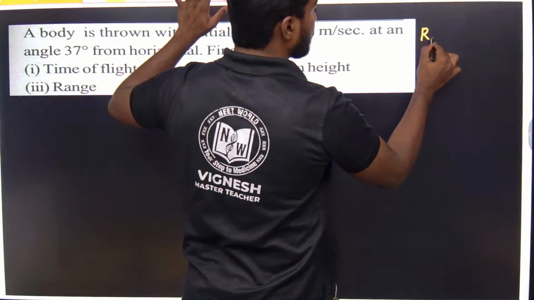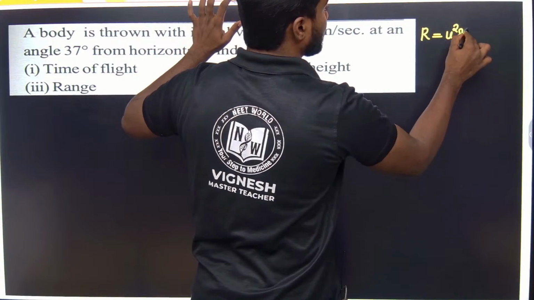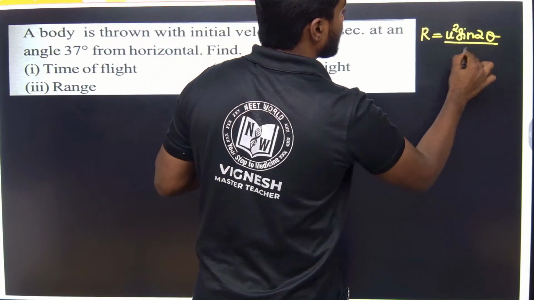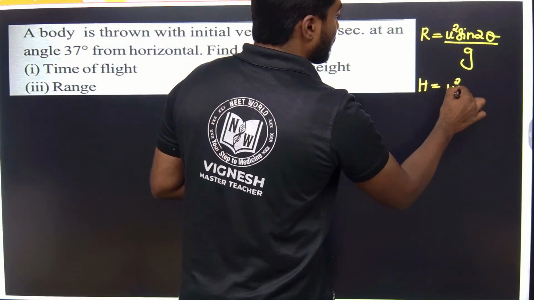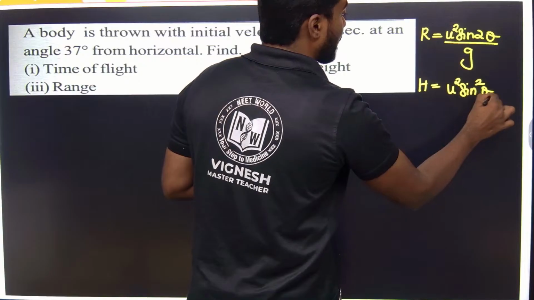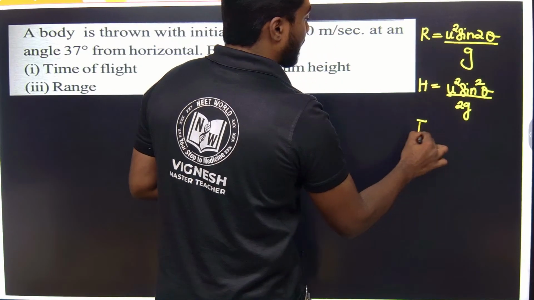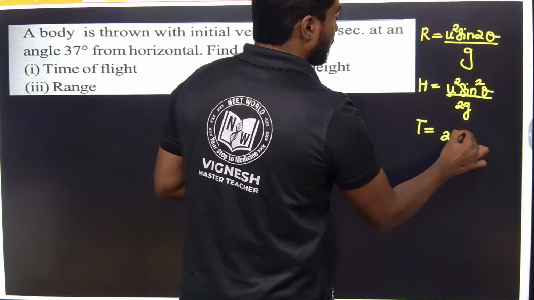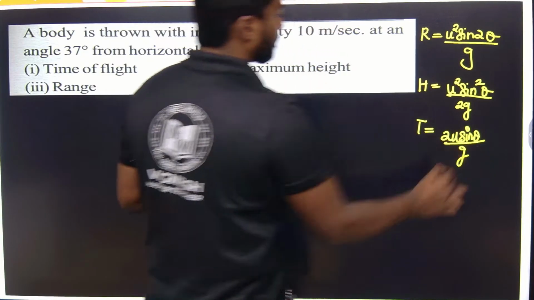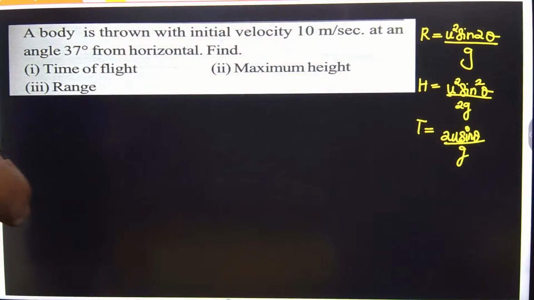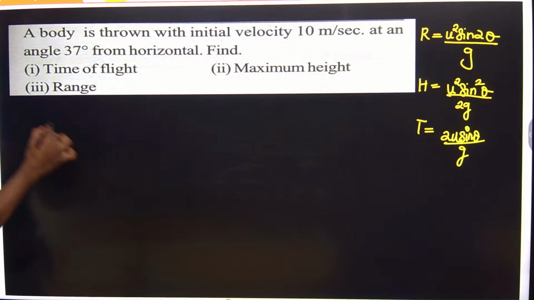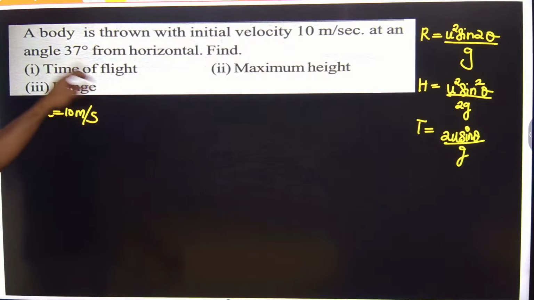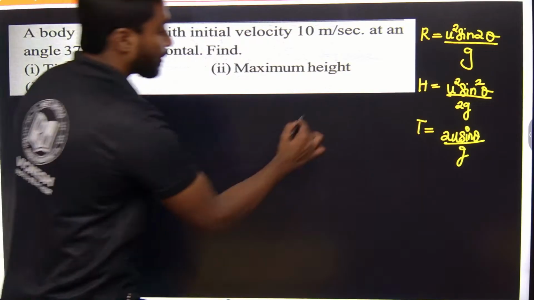So range equals u square sin 2 theta by g, h equals u square sin square theta by 2g, and time of flight equals 2u sin theta by g. Okay, this is the thing. Now what they are asking: a body is thrown with initial velocity u, that is 10 meter per second, at an angle 37 degree from the horizontal. Remember that.